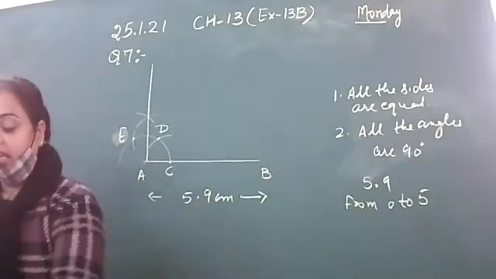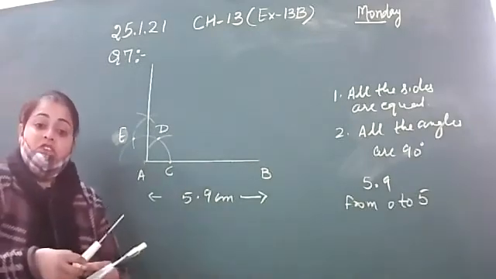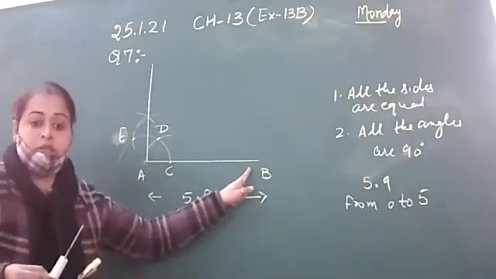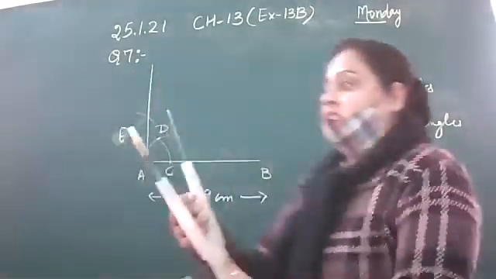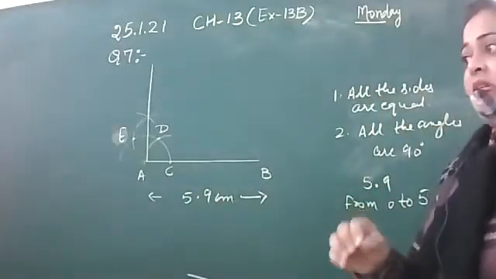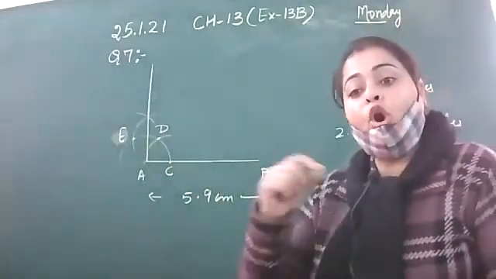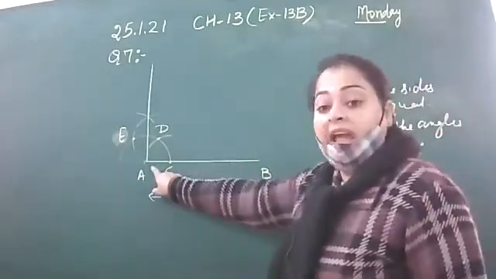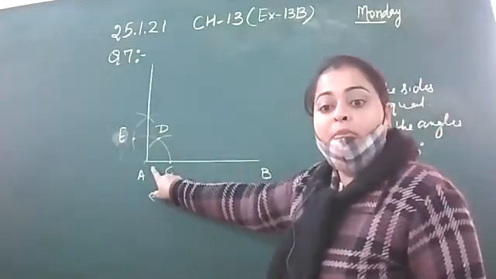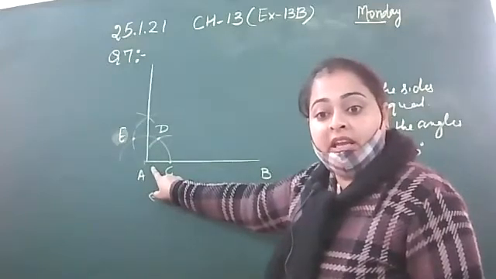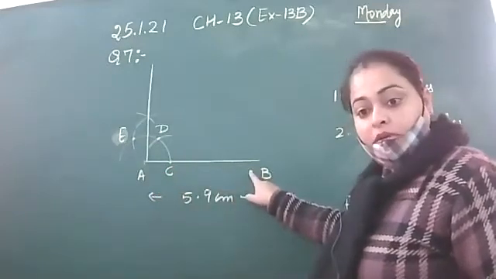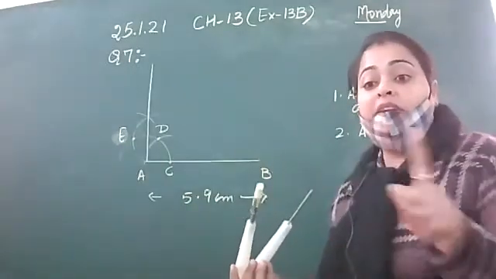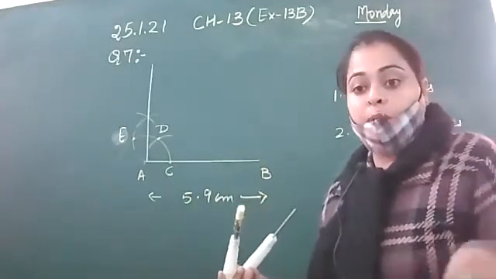Now, similarly, we will construct a 90 degree angle at B also. Fine. So let's start. Same steps. I am going to repeat all the steps. First, the construction of the angle at A. Now I am going to construct a 90 degree angle at B also. With the same compass, you will not change the size in the whole procedure.